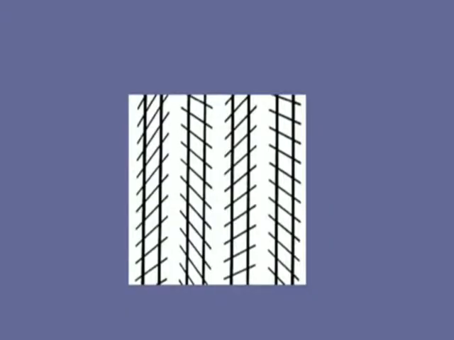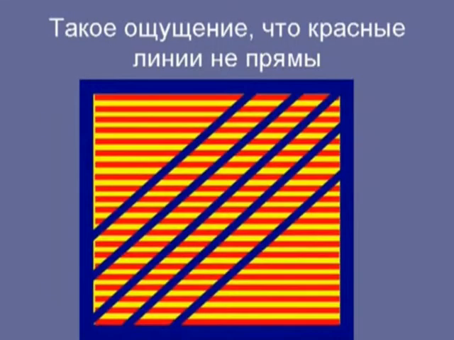Next one. And what's the trick here? See if your eyes make them move. Next. Do the red lines appear straight? They look like they're shifted, but there is no shift, they're all straight.